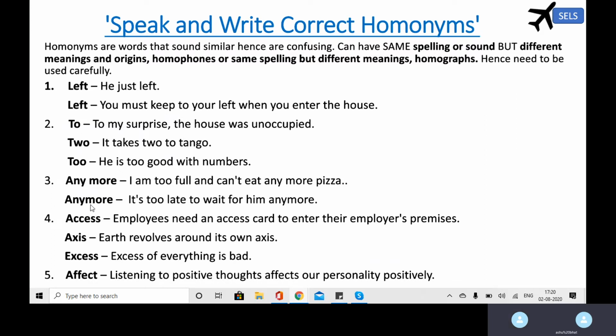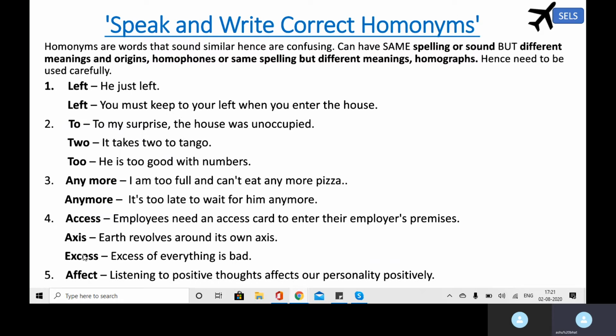But the other one, anymore, its primary focus is on the timeline. Right? I can't wait for him any longer, or I can't wait for him anymore. So use anymore in the flavor of any longer, where the timeline is required. But anything which you're using in excess, you use any more.